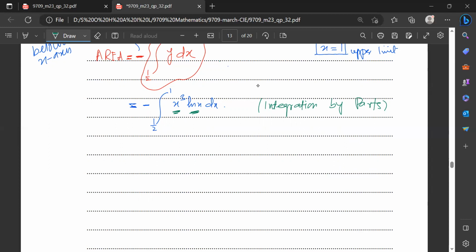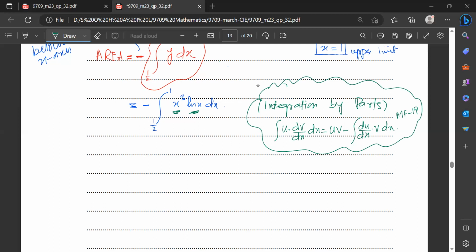Integration by parts. So the formula for the integration by parts I can write here. It is actually integration of u dv by dx dx is equal to uv minus integration of du by dx into v dx. This is integration by parts, and this formula you can also find in your formula sheet, data booklet MF90. This is integration by parts.